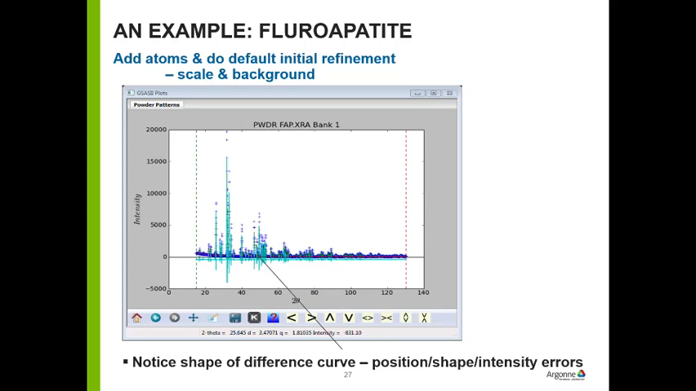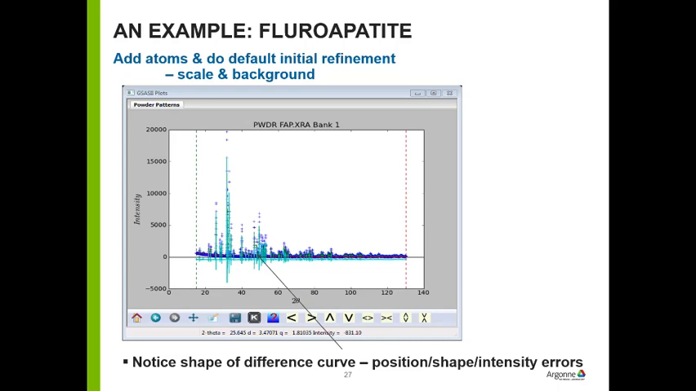Anyway, so how do you do this? Well, the first thing to do is you have to add in the atoms for the crystal structure. Remember, a Rietveld refinement is a refinement process, not a structure solution. You have to put in the model. And the initial refinement is always to refine the scale factor, namely the multiplying factor on the whole pattern, and a background. It always starts that way. And then the next thing to do is you have to actually look at the result and look at the difference curve to find out what's wrong.